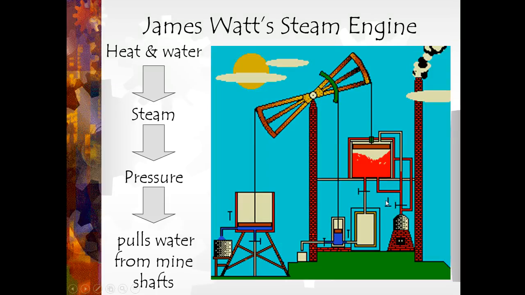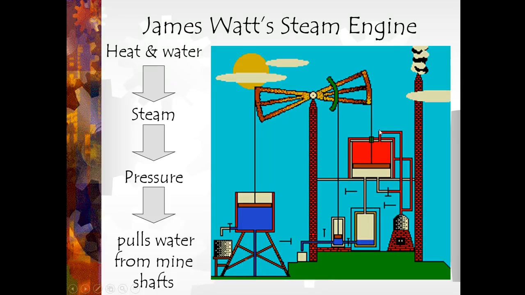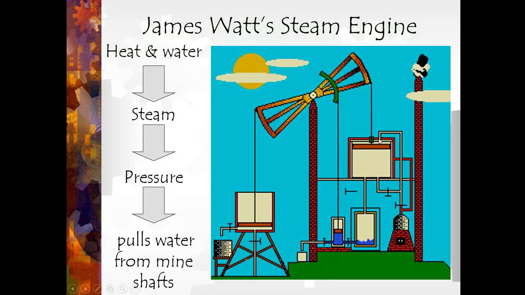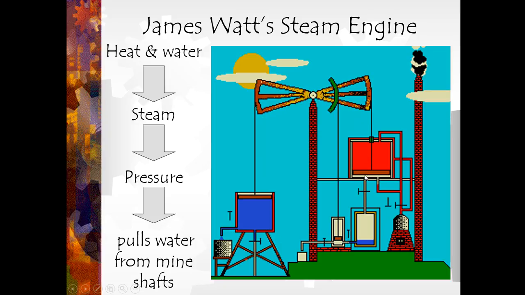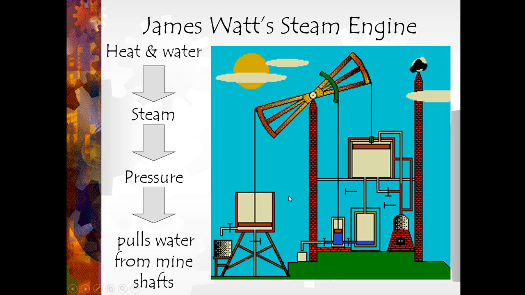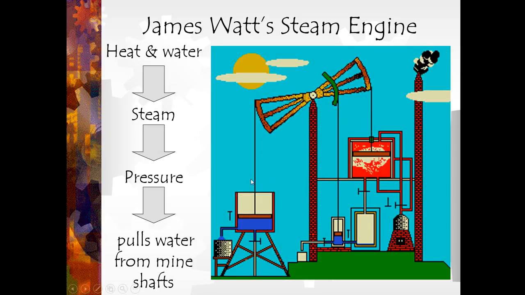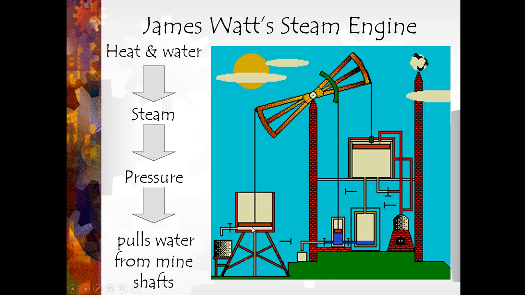And then we're going to remove these pins, like taking the lid off the top of a pot, and we're going to let that steam rush out. And when it rushes out, that steam, we're going to harness it. It's going to push this lever down, which pulls this. And what this is doing is acting like a suction.